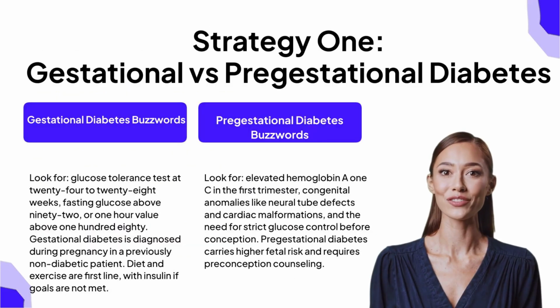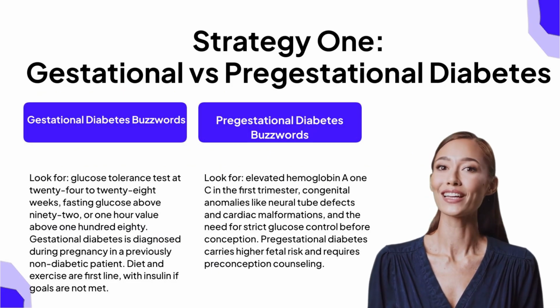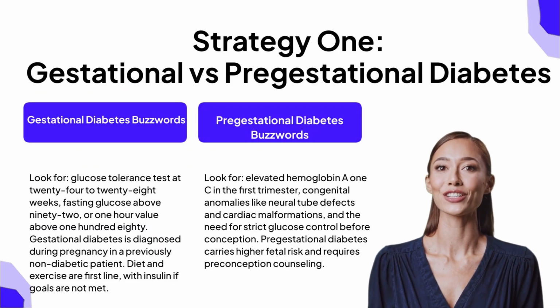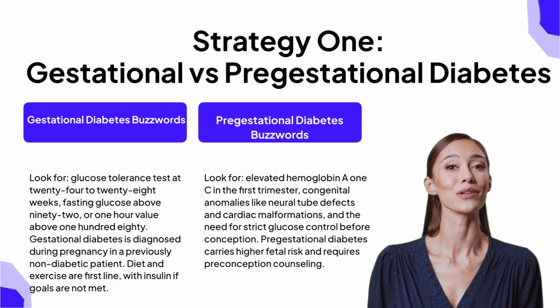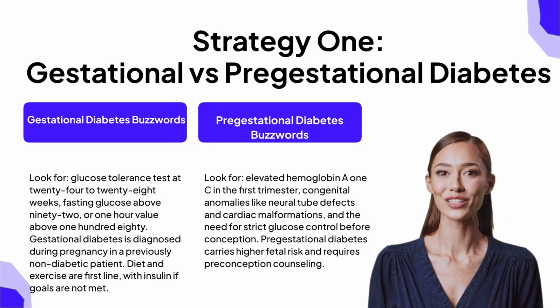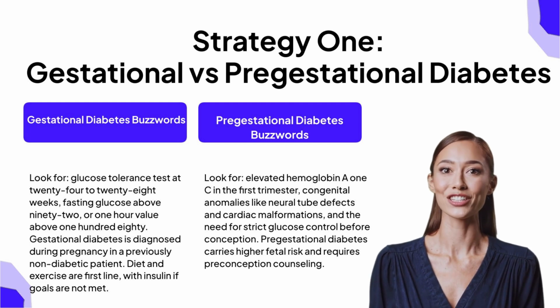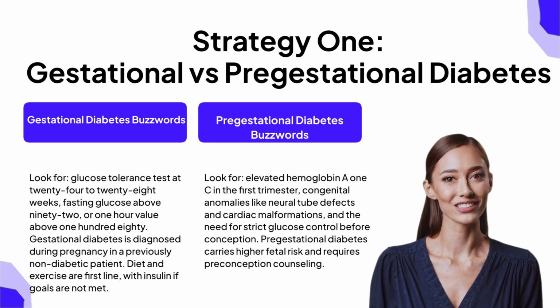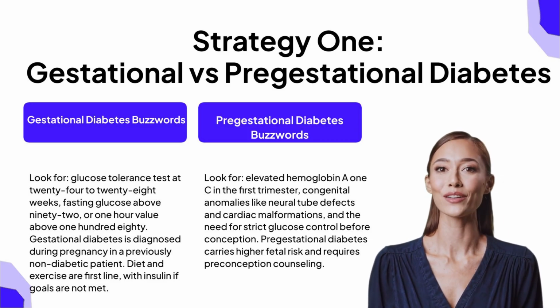Let us start with our first strategy, which is distinguishing gestational diabetes from pre-gestational diabetes. This is a distinction the boards love to test. On the left, you see the gestational diabetes buzzwords. When you see a question about a patient being screened at 24 to 28 weeks with an abnormal glucose tolerance test, that is gestational diabetes. Diet and exercise come first, and insulin is added if glucose targets are not met.